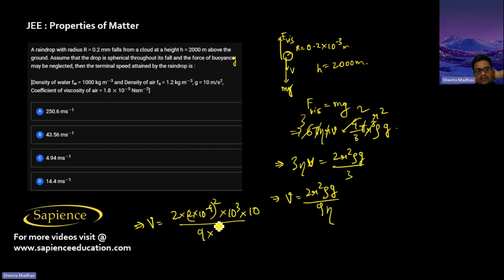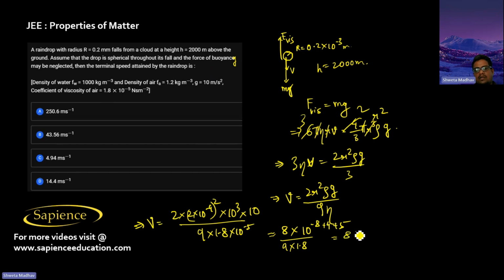eta. Eta is 1.8 into 10 power minus 5. We simplify it, then we get 8 into 10 power minus 8 plus 4 plus 5 divided by 9 into 1.8.